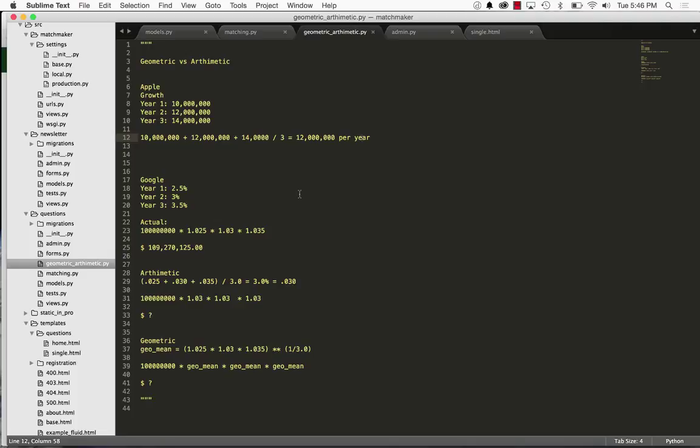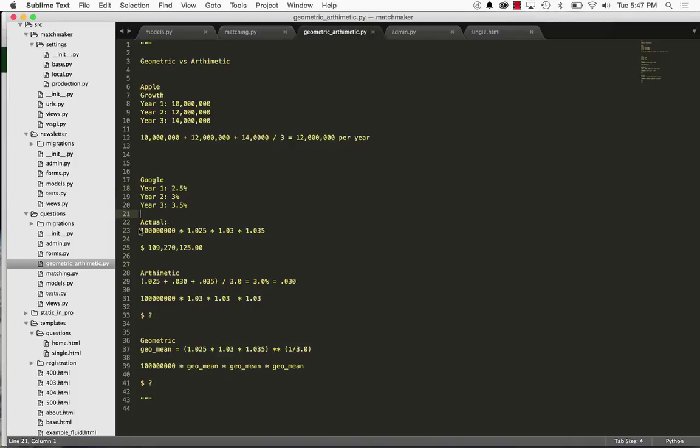So let's look at Google. Google had, these aren't real numbers of course, but Google had percentage growth instead. So we have 2.5% growth, 3% growth, and then 3.5% growth. So the question is, can we use arithmetic here? So add those three numbers up and then divide them by 3 and get the percentage that it actually grew every year. Well, let's first off look at the actual numbers.